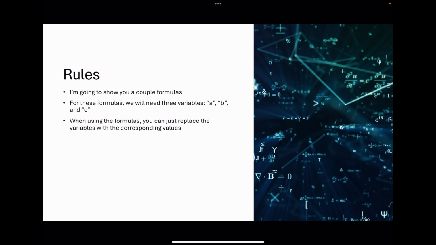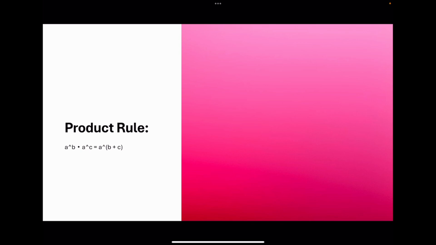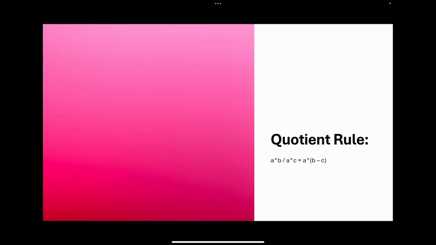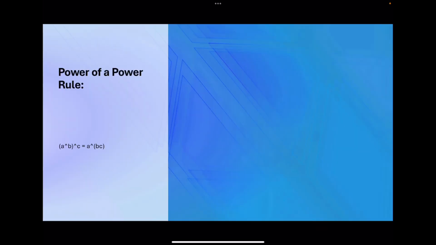Rules. I'm going to show you a couple formulas. For these formulas, we will need three variables, a, b, and c. When using the formulas, you can just replace the variables with the corresponding values. Product rule. A to the b times a to the c equals a to the b plus c. Quotient rule. A to the b divided by a to the c equals a to the b minus c.